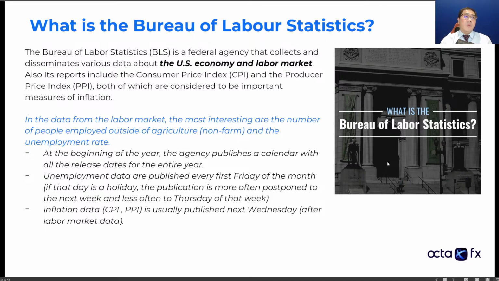Okay, so in the data from the labor market, the most interesting are obviously the number of people employed outside of agriculture. This is going to be your non-farm, as well as the unemployment numbers. At the beginning of every year, the agency, or the BLS, basically publishes a calendar with all the release dates for the entire year. Unemployment and NFP numbers are going to be published every first Friday of the month. There are a couple of exceptions.